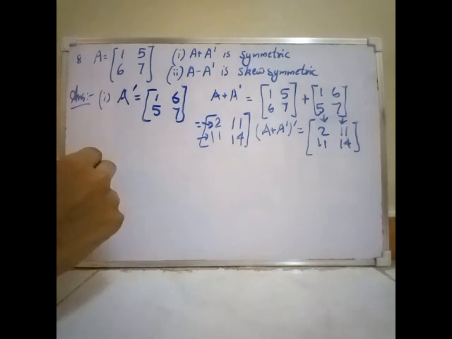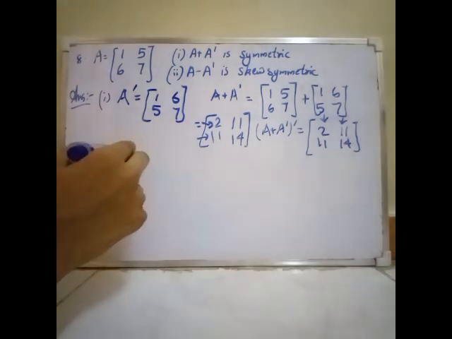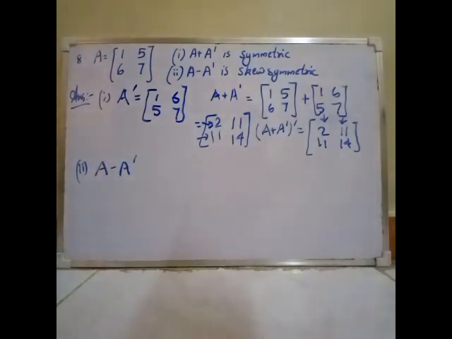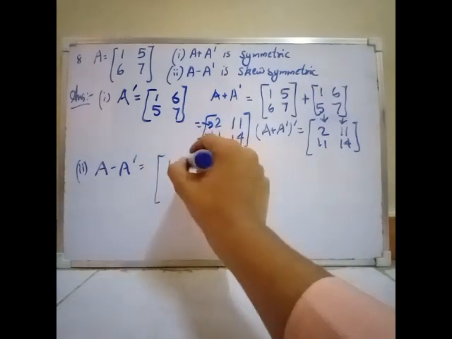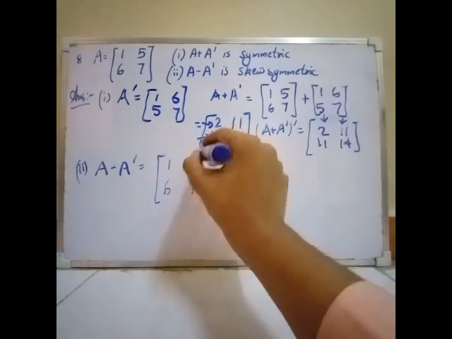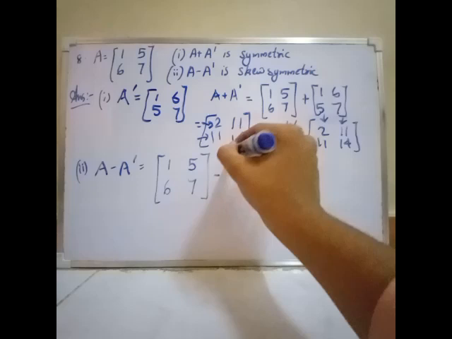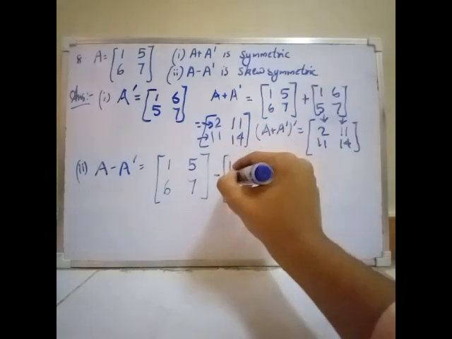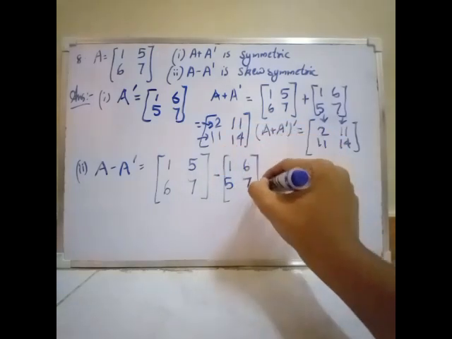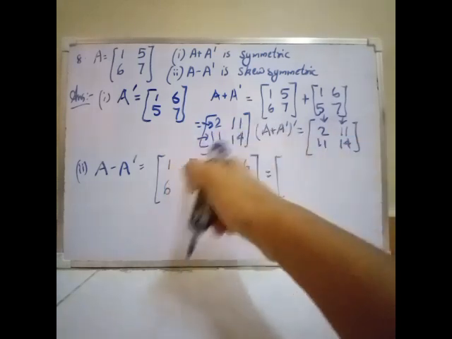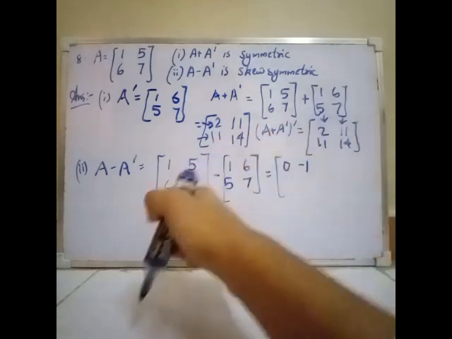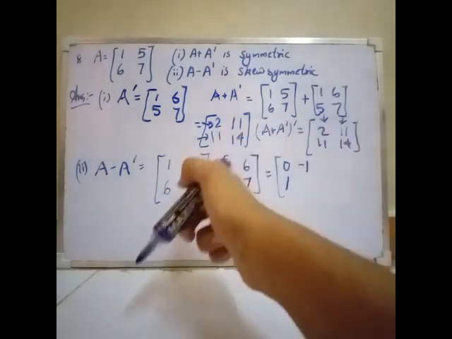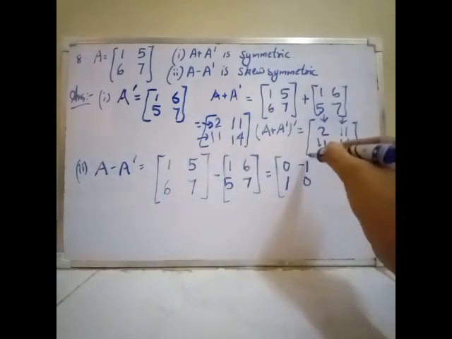Now let's do A minus A dash, right? We already found out what A dash is. The same thing we have to use now also. So A is 1 5 6 7 and A dash is 1 6 5 7. Now just do the subtraction. 1 minus 1 would be 0, 5 minus 6 would be minus 1, 6 minus 5 would be plus 1, and 7 minus 7 would be 0.